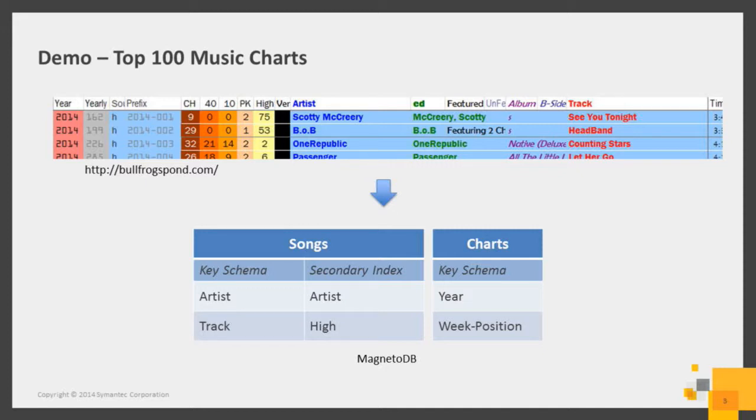I've got my songs table, which makes it really easy to query on a specific song or on a set of songs based on a certain criteria. And I also have my charts table, which makes it very easy to extract a particular chart from a particular week and year.